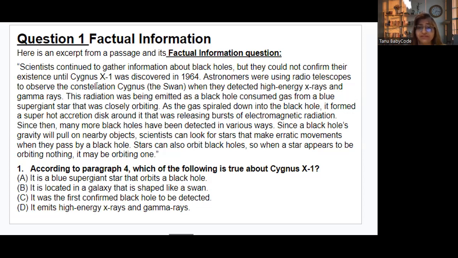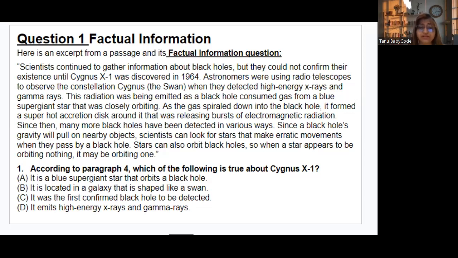Second is it is located in a galaxy that is shaped like a swan. So read it here. Astronomers were using radio telescopes to observe the constellation Cygnus, the swan, when they detected. So it is nowhere mentioned that black hole is located in a galaxy. See, it is here that the black hole is located in a constellation shaped like a swan, not a galaxy. So again, this is not true.